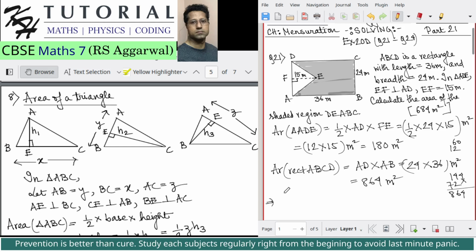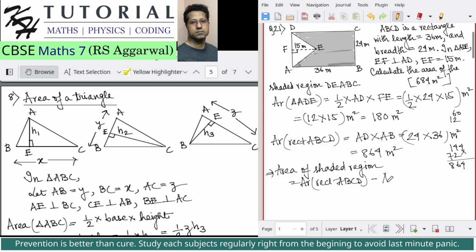So this implies we can say that area of shaded region will be equal to area of the rectangle ABCD minus area of the triangle ADE, which is equal to 864 minus 180 this much meter square, which is equal to 684 meter square is the area of the shaded region.